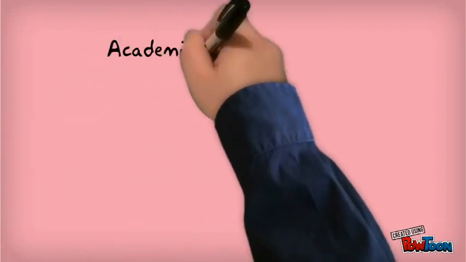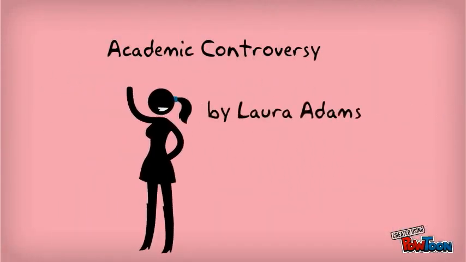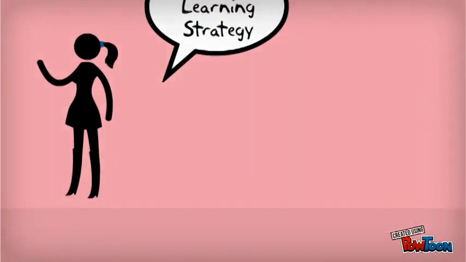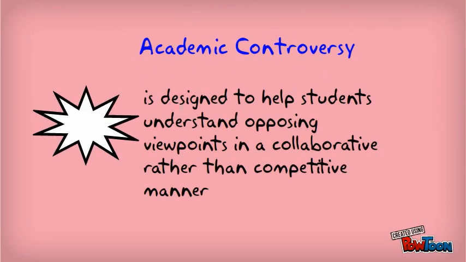Today I'm going to talk about the exciting teaching strategy called academic controversy. Academic controversy is the most complex of all the cooperative learning strategies, and it was created by David and Roger Johnson. Academic controversy is designed to help students understand opposing viewpoints in a collaborative rather than competitive manner.